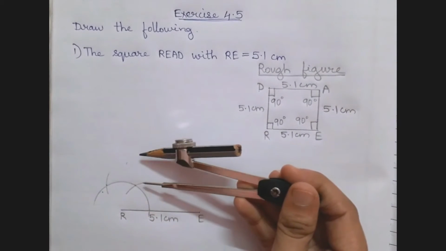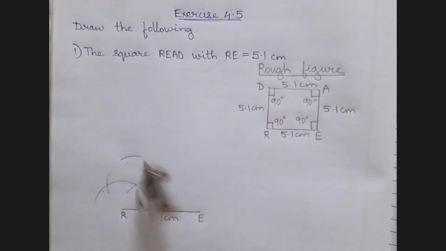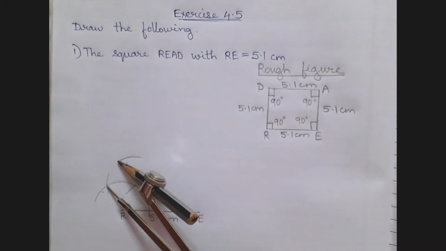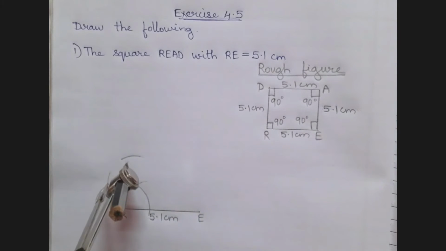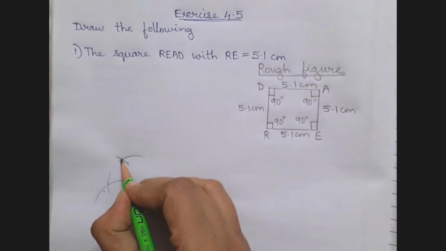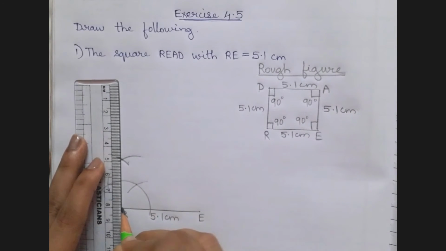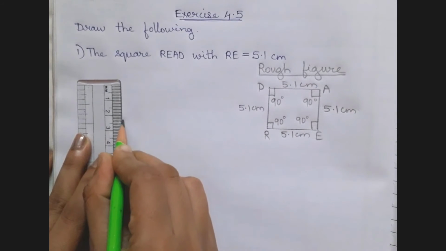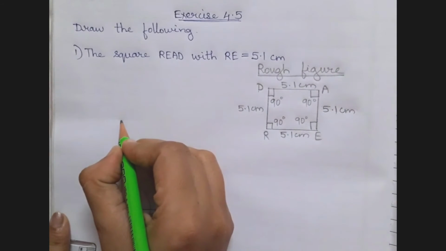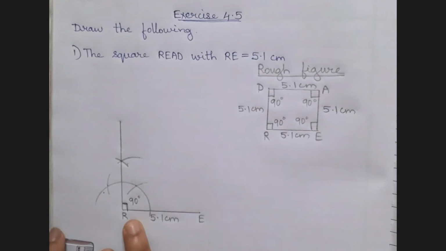So keep the compass pointer on this arc, this point, and draw an arc above. With the same measurement, keep your compass pointer on another arc and draw this arc. Okay, so we got this point of intersection. So now we will join both these points, point R and this new point. So this is our 90 degree angle. So we have constructed angle R, which is 90 degree.